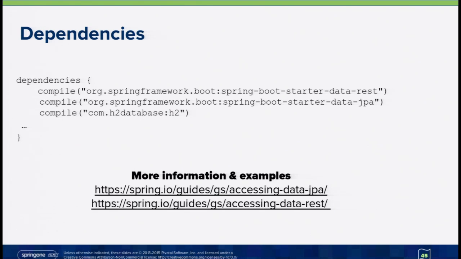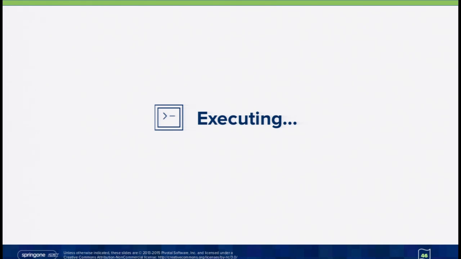The dependencies that you need to start to work with this example are these: Spring Boot Starter Data REST and Spring Boot Starter Data JPA. For example, H2 database. In this site, you can find more examples and documentation about this example. And now, I'm going to execute this example.